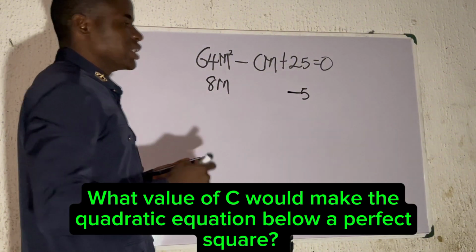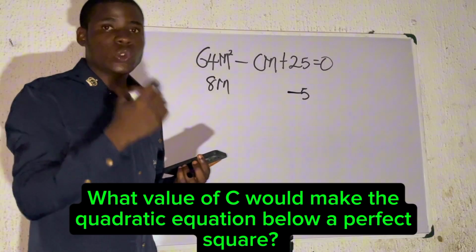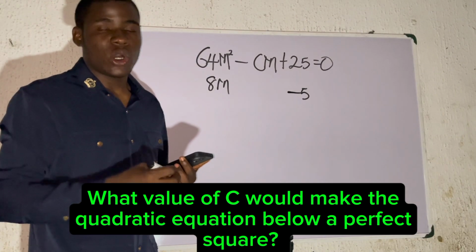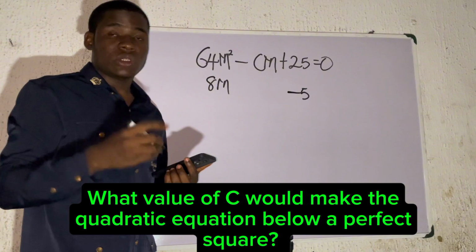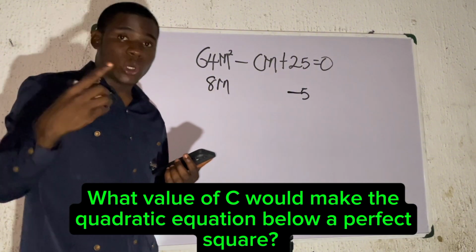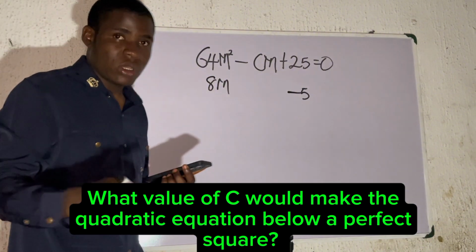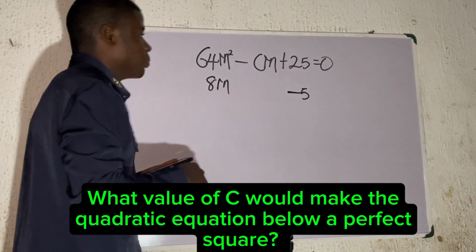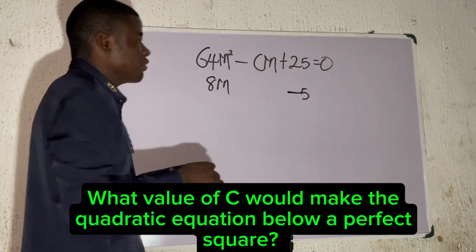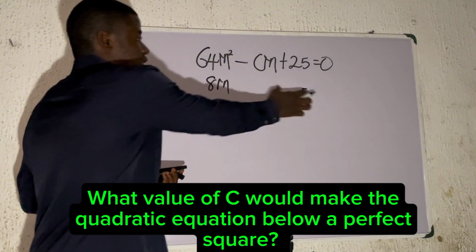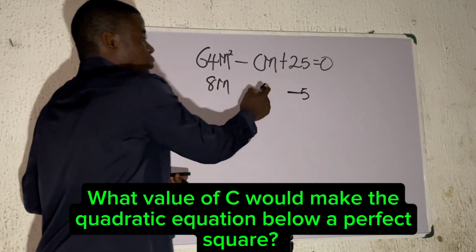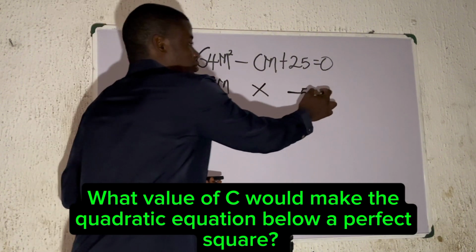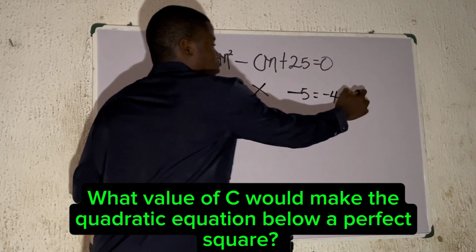Very good. Now, the second condition says that 2 times the product of the square roots of the first and last terms. What is the product of the square roots of the first and last terms? They are these. Now, what's their product? 8m times minus 5 is minus 40m.